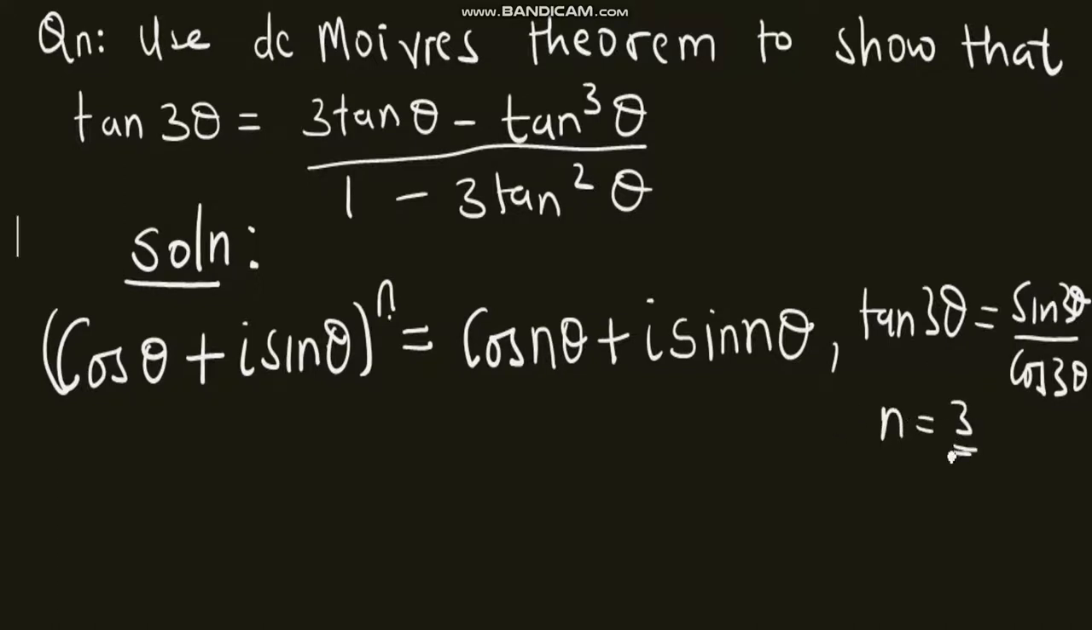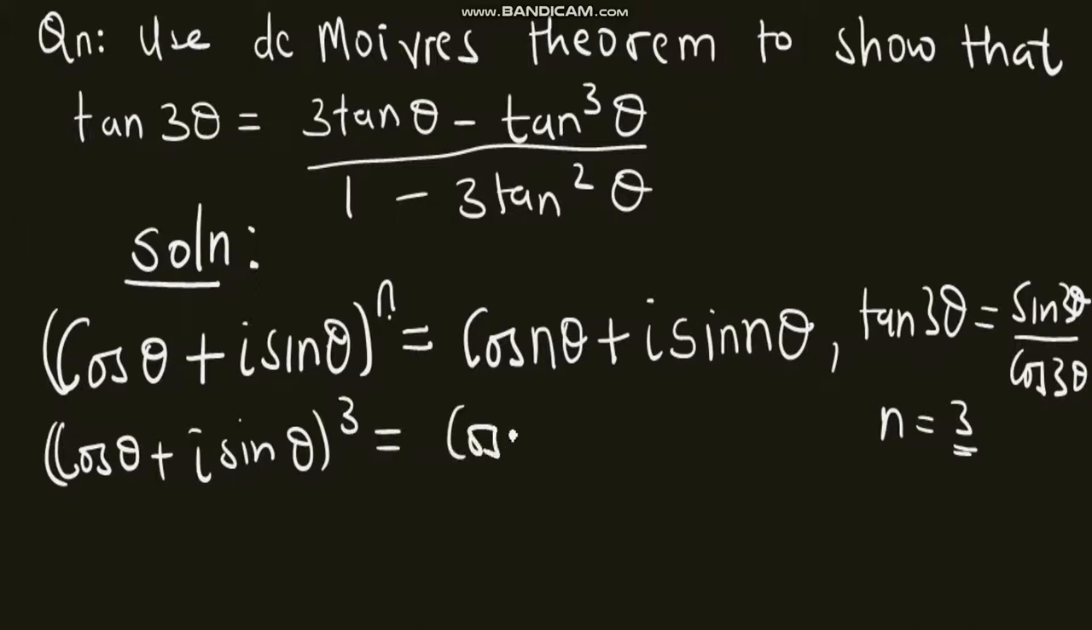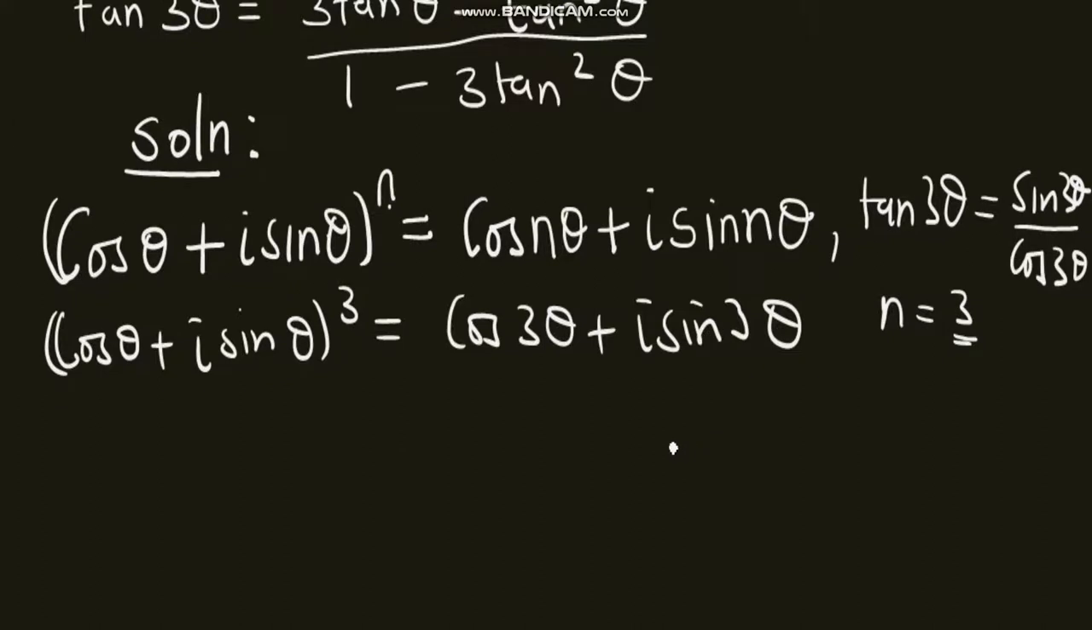And when we look at this, our n can be written as 3. So we can say that cos theta plus i sine theta, given our n is 3, can be written as cos 3 theta plus i sine 3 theta. Since we have that, what we are going to do is expand the left hand side.